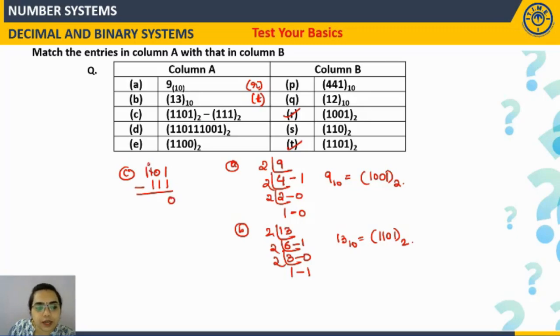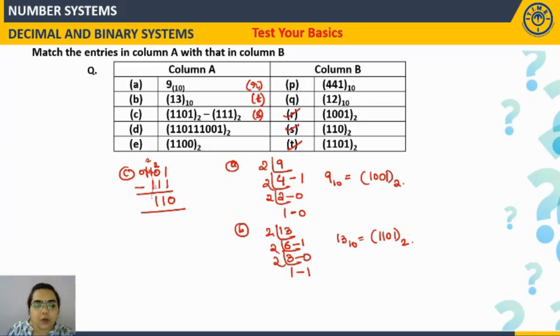Okay, so here you cancel 0, you get a 1 here. 1 0 is nothing but 2 in binary. So 2 minus 1 is 1. Again you have 0, so let us bring the carry. So what will you get here? You'll get 1 0, which is nothing but 2. Okay, so 2 minus 1 is 1. 1 1 0, 1 1 0 to the base 2. You can see it is present in the option S.